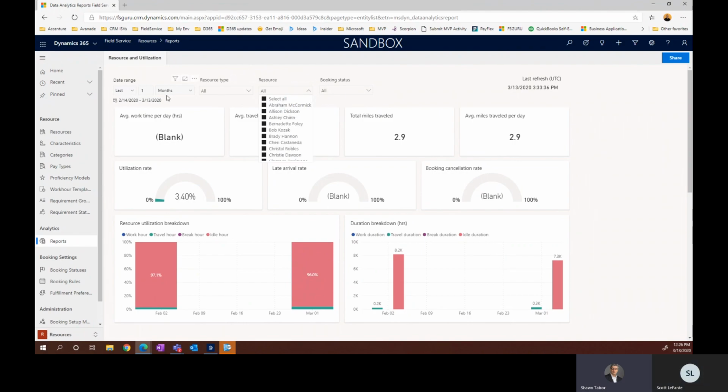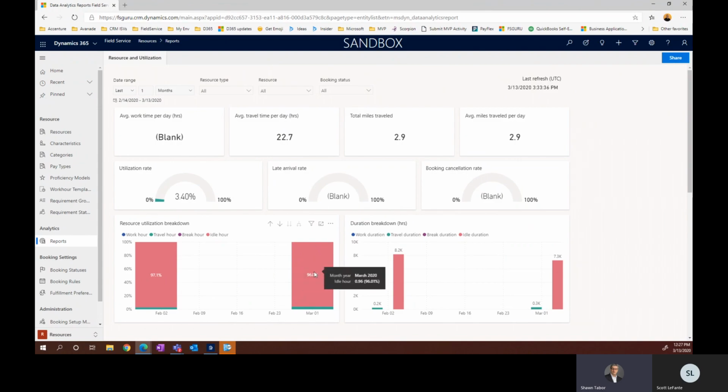You can see here in this report, you could look at average work time per day in hours, average travel time per day in hours, total miles traveled by your resources, average miles traveled per day, and then look into utilization rates, late arrival rates, and booking cancellation rates. This gives you great insights into what your customers are doing in terms of interacting with your technicians.